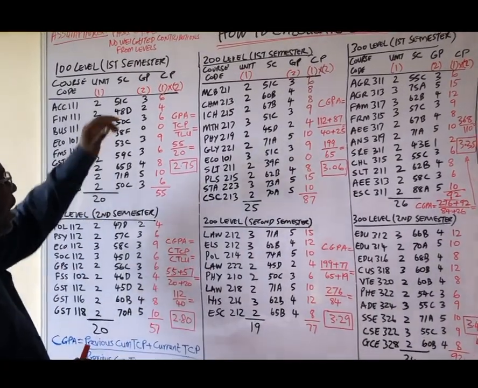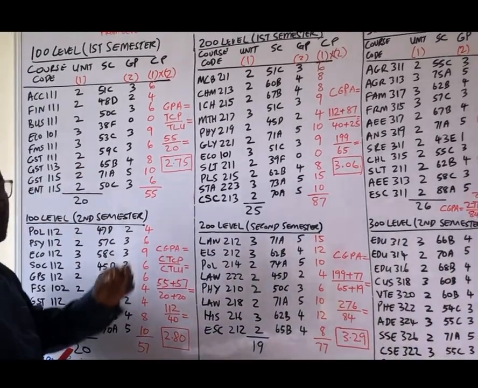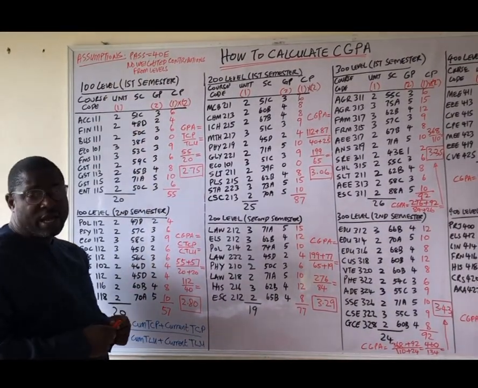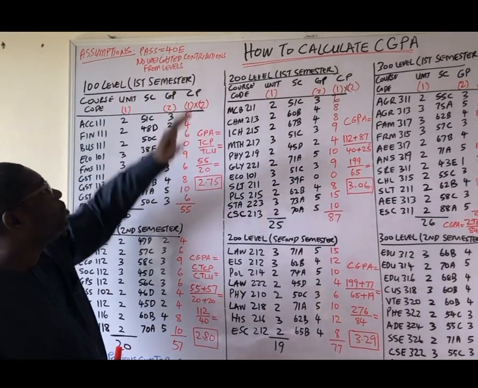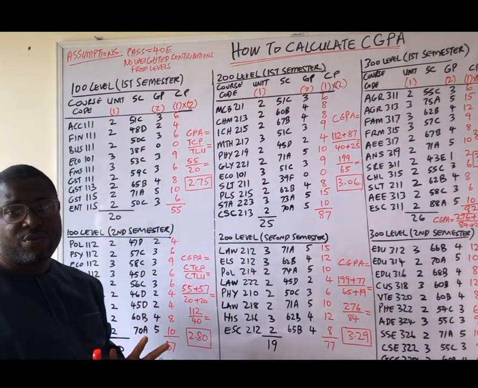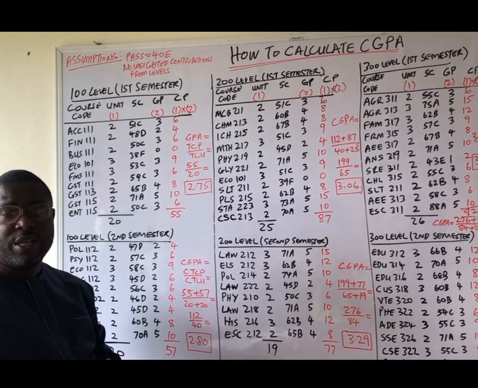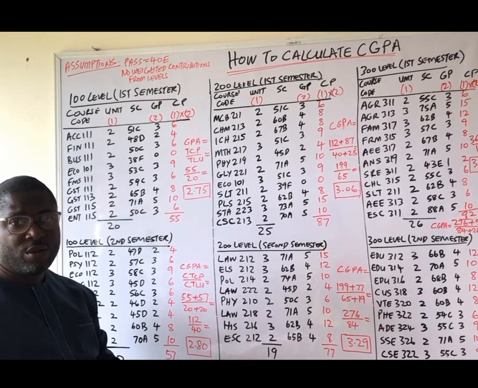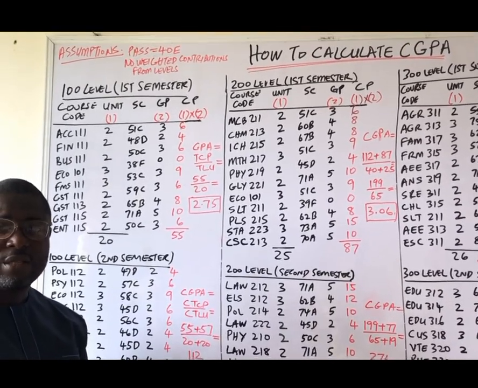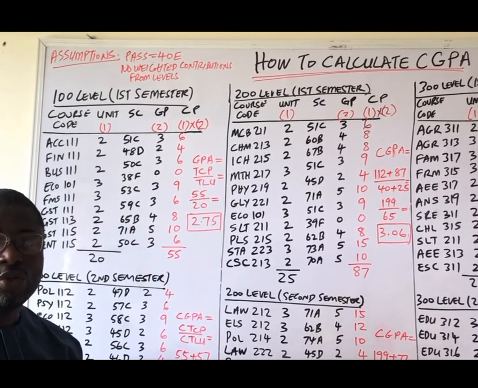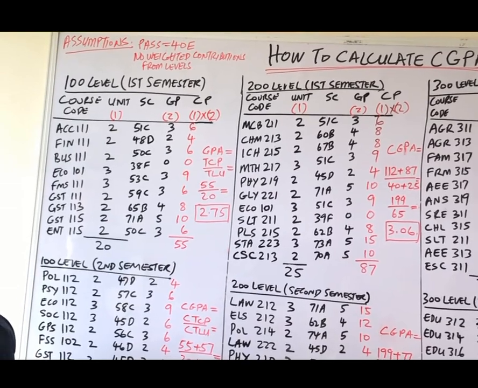As you can see on the board, we have up there how to calculate CGPA, and we have made some assumptions. The assumption is, one, that the pass mark is 40, and that there are no weighted contributions from the levels. Some universities have a scenario where each level makes a weighted contribution to the final CGPA at the end of the graduating year. But this time around, we have assumed there are no weighted contributions. Maybe in some other videos we'll see how we can help you to calculate that for your own university.